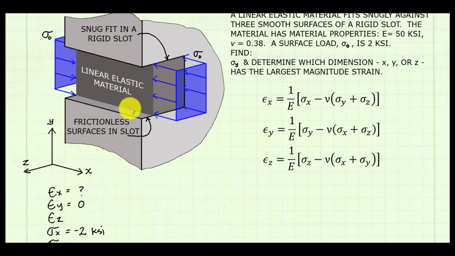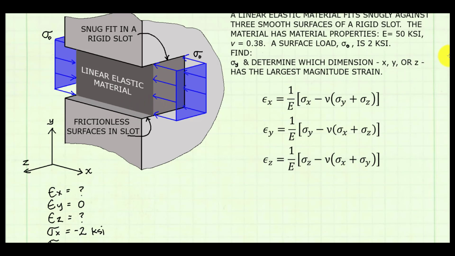We expect there to be strain in the z direction as the material is compressed. Because there is no constraint on the surface of the material, it will be able to grow in the positive z direction. So it will be non-zero strain. One of the things we want to find is which dimension x, y, or z has the largest magnitude strain. Well, we can tell that it's not going to be in the y direction. The strain in the x direction will be negative. The strain in the z direction will be positive. We want to find the largest magnitude.